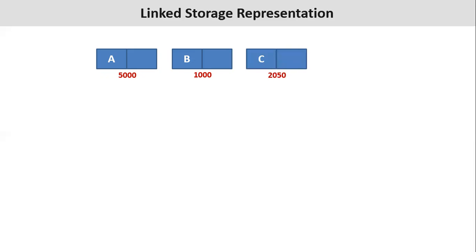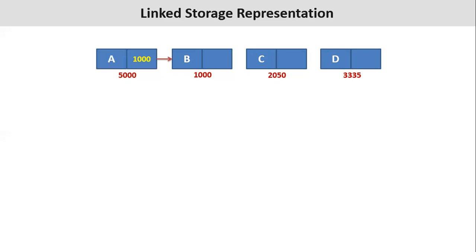C is the third node. The address of that node is 2050. The blank part is useful for storing the address of the next node. D is the fourth node. 3335 is the address of the D node.